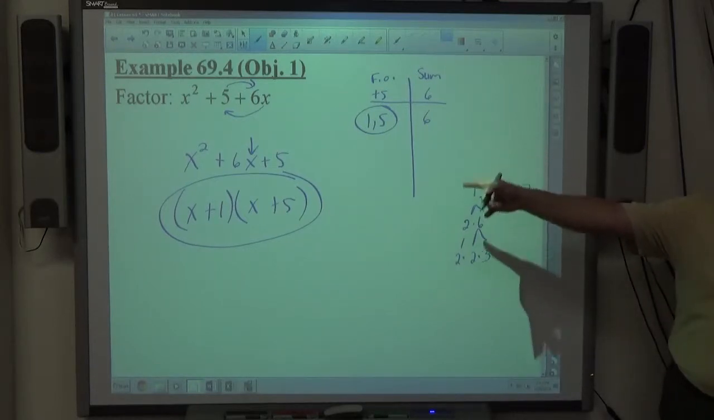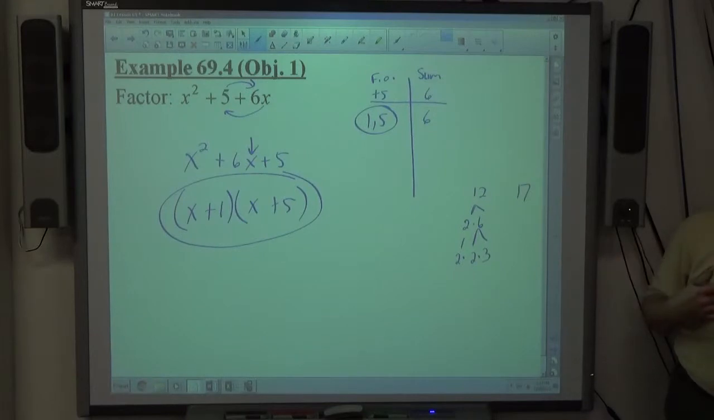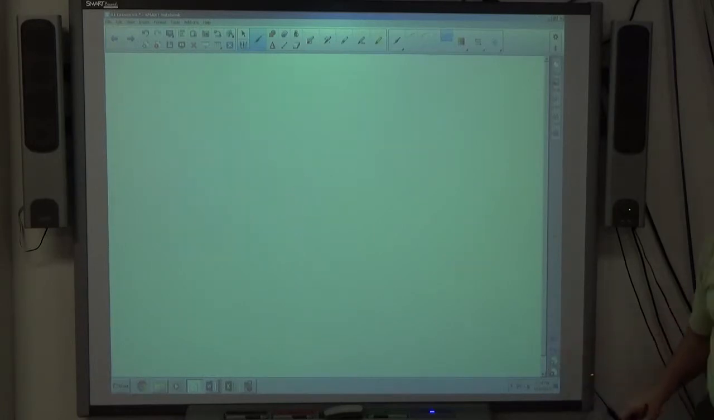Every one of these has been factorable so far. What if we get one that doesn't factor? What if we get one that can't be factored? What if there's some sort of a prime quadratic expression? Let me show you what that looks like.